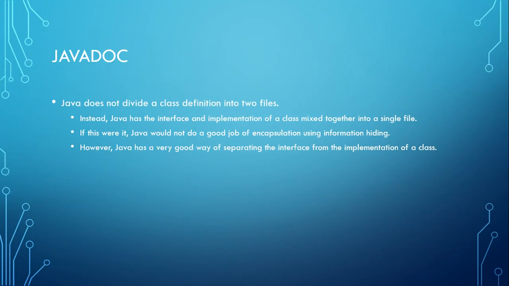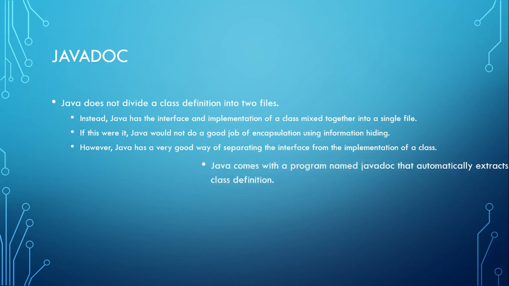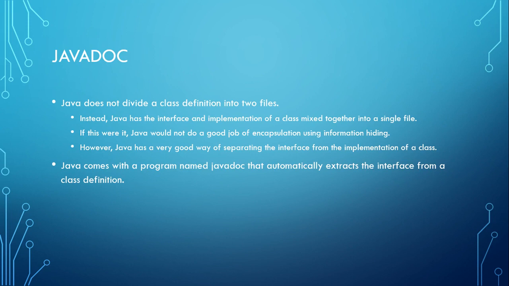Java does not divide a class definition into two files. Instead, Java has the interface and the implementation of a class mixed together in a single file. If this were it, Java would not do a very good job of encapsulation using information hiding. However, Java has a way of separating the interface from the implementation. Java comes with a program called JavaDoc that automatically will extract the interface from a class definition.